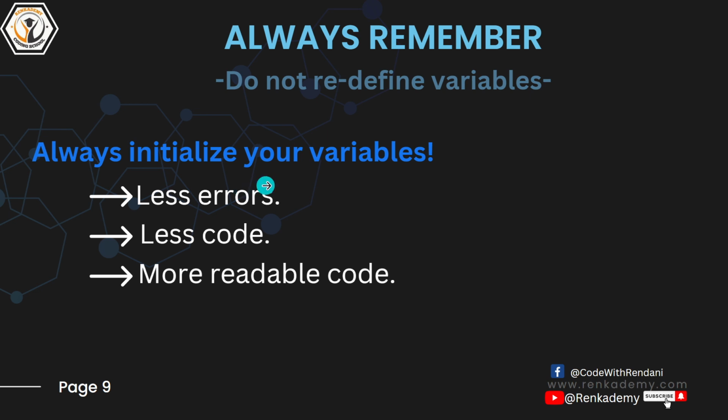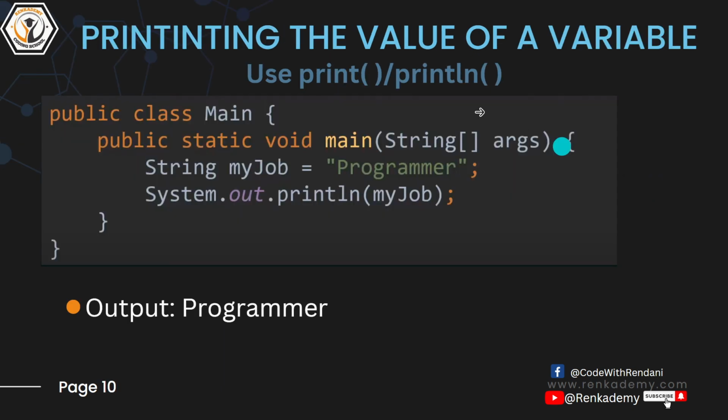Okay? Now let's see how we can print the value of a variable. We are going to use the print or println method. So have a look at this code over here. We have a main class and inside it we have a main method. In the first statement, we are initializing a variable called myJob. It is of type string and we are assigning it to be equal to the string programmer, alright? So after this statement is executed, we will have a box inside our computer's memory that contains the value programmer, alright? And the name of this box will be myJob.